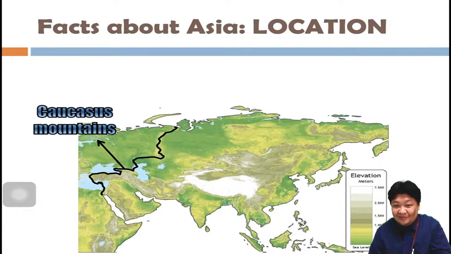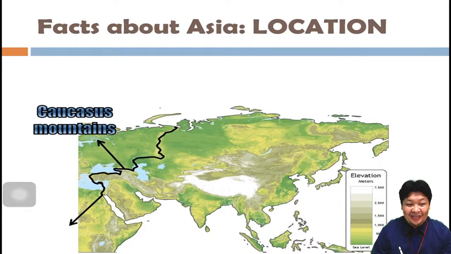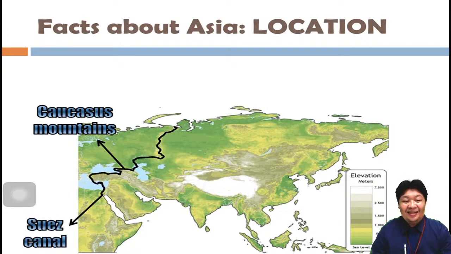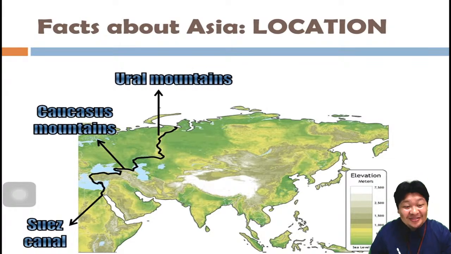How about this border? Can you name this border? What border is this? Look at the map carefully. Okay, it's Suez Canal. Very good. Suez Canal. Next. What border is this? Can you still remember? Bimalpande, it's not Black Sea. This one, it's the Ural Mountains. Very good. Supawit, Rofi, very good. Ural Mountains, very good.